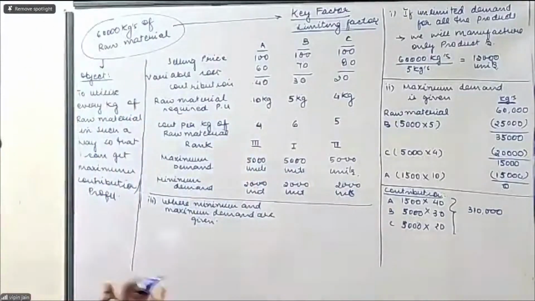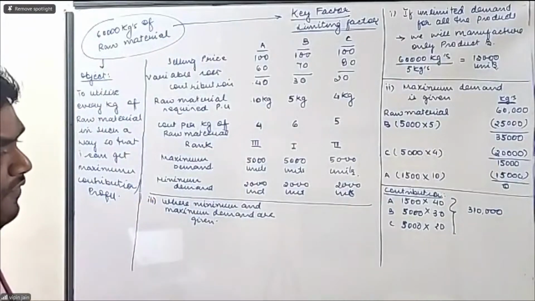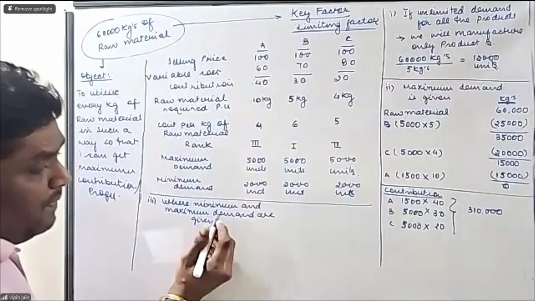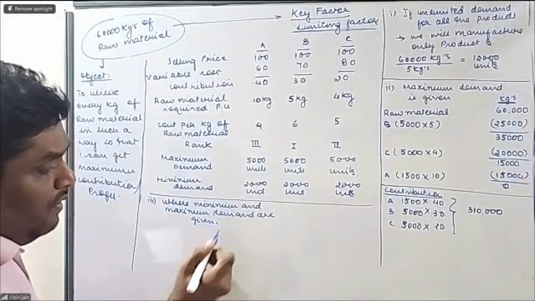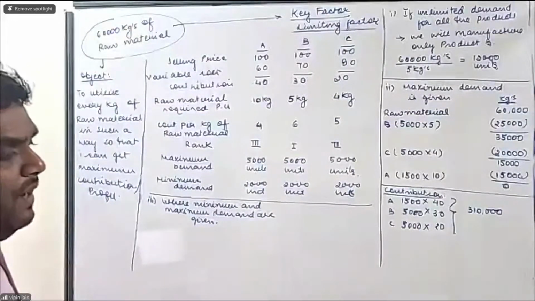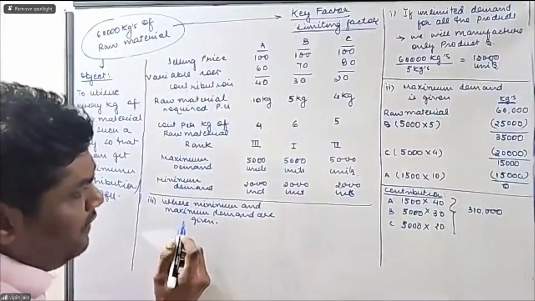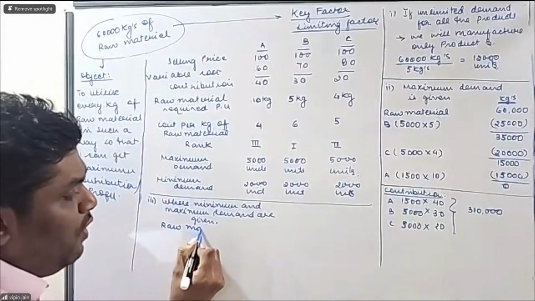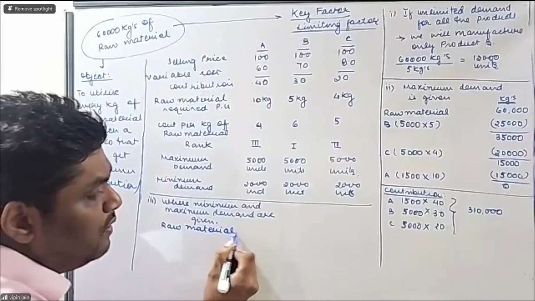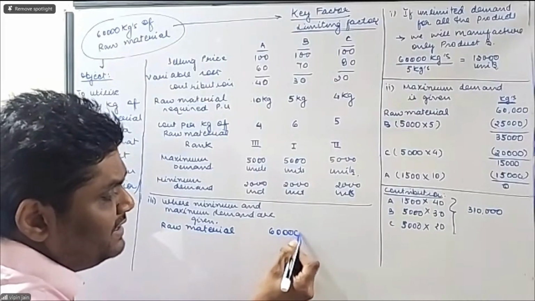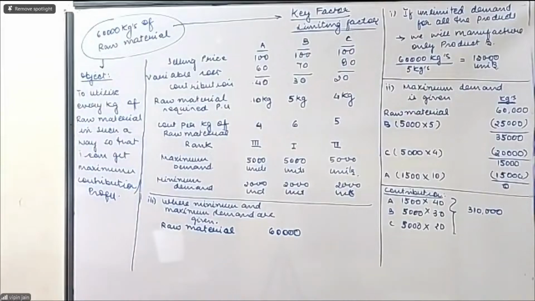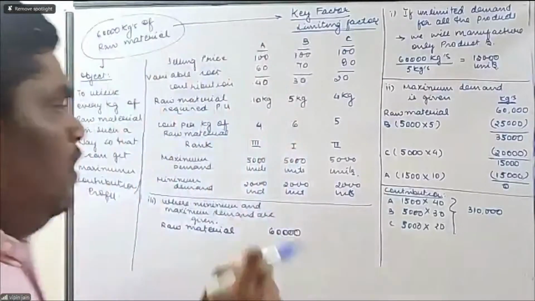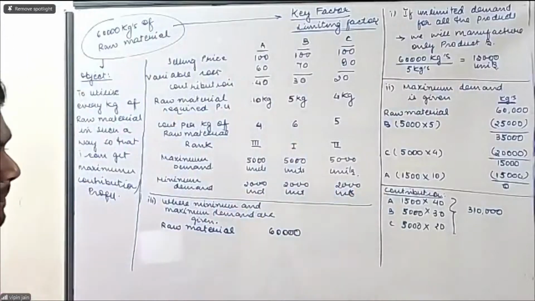So see guys, when both minimum and maximum demand are given in the question, so what we will do is, see my raw material we have is 60,000 kgs. So what we will do, we will first fulfill the minimum demand of A, B and C.